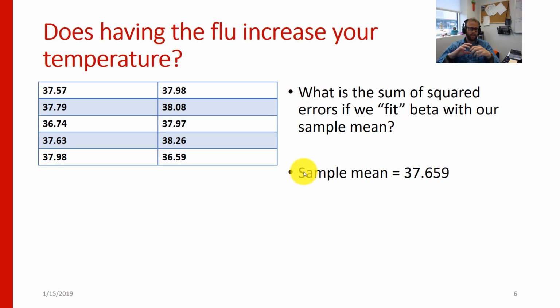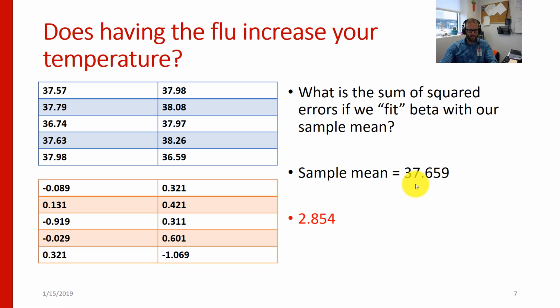Now, what if we fit our beta with the sample mean rather than using the population mean of 37 degrees Celsius? The mean temperature in this sample is 37.659 degrees Celsius. That might not seem like a lot, but keep in mind that the variability in body temperature is relatively small, at least in our sample. Therefore, this 0.659 degree difference might actually be reasonably large relative to the variability that we observe.